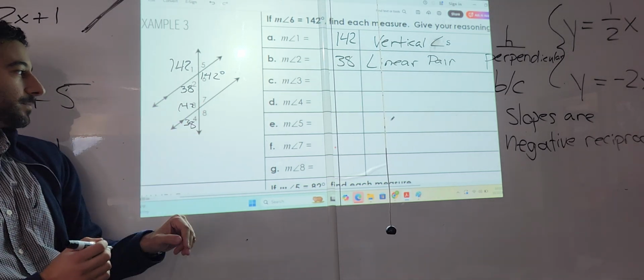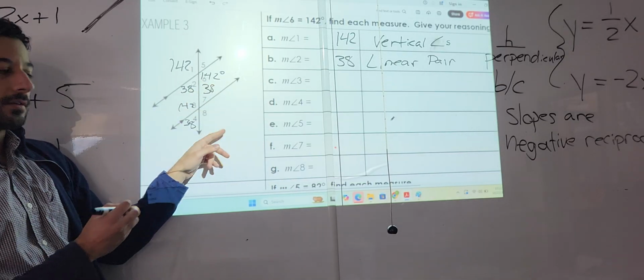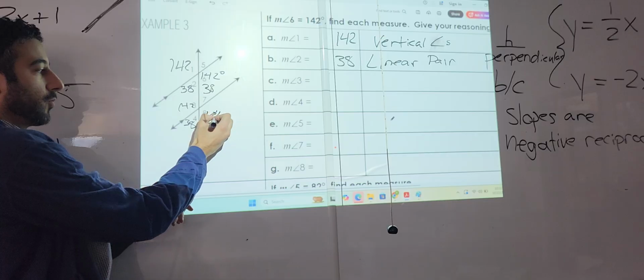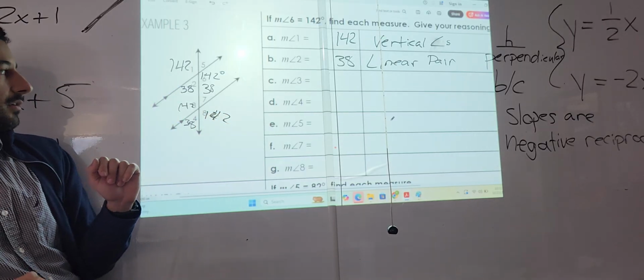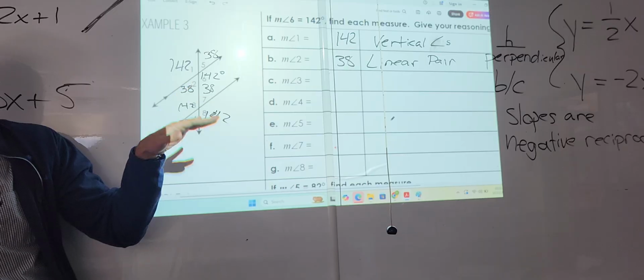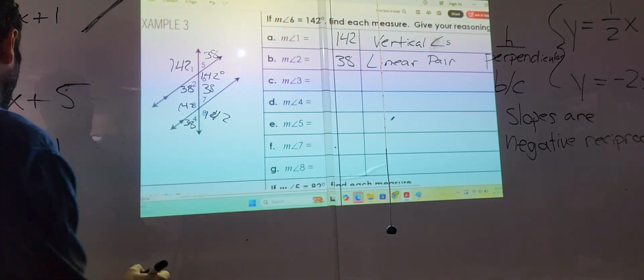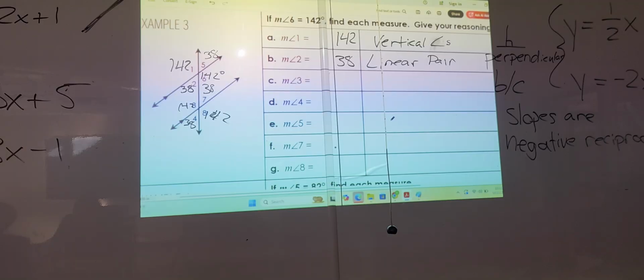What's angle 7? 38. What's angle 8? 142. And what's angle 5? 38. So we can see the whole drawing is made up of 38s and 142s. If you get this on a test, these are the numbers you're looking for. Just two numbers. Okay, let's move on to the last problem.